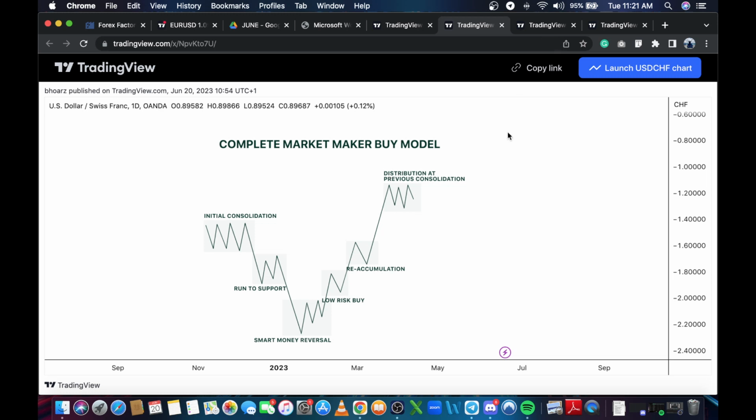With the market maker buy model, we understand that price action is fractal. So the concept being taught is applicable to all time frames, from the 1 minute to the 15-second to the 10-second time frame, all the way out to a monthly time frame, because price action is fractal. But what we're specifically focusing on is the lower time frames.